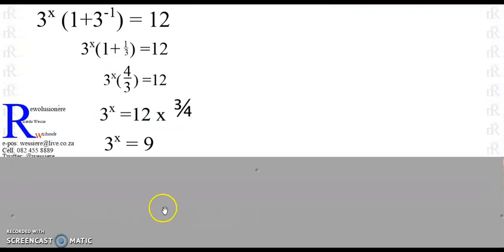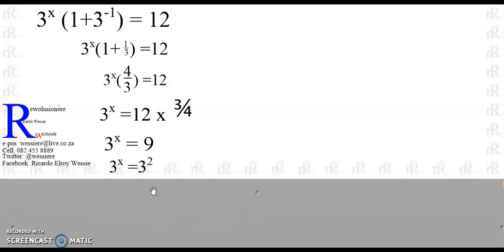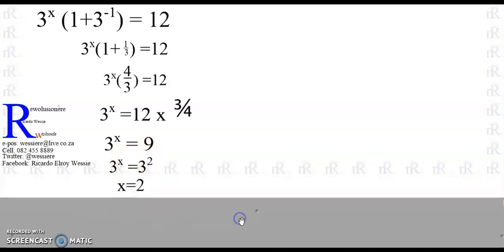Next step is to say that this needs to be written in prime base. The prime base for this is 3. 3 to what power? That's right, 3 to the power of 2. Now, because the bases are the same, I may equate the exponents. Therefore, x is equal to 2. Do not make the mistake of cancelling out the 3's. There's no such thing. Because the bases are the same, I may equate the exponents, meaning write it as x is equal to 2.